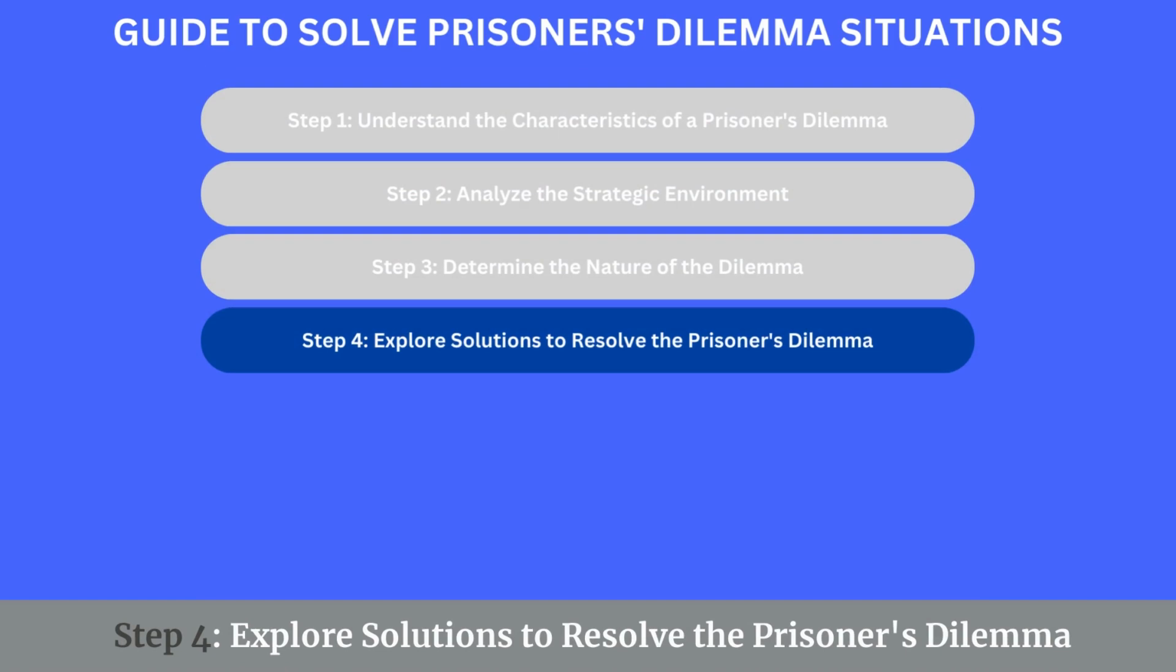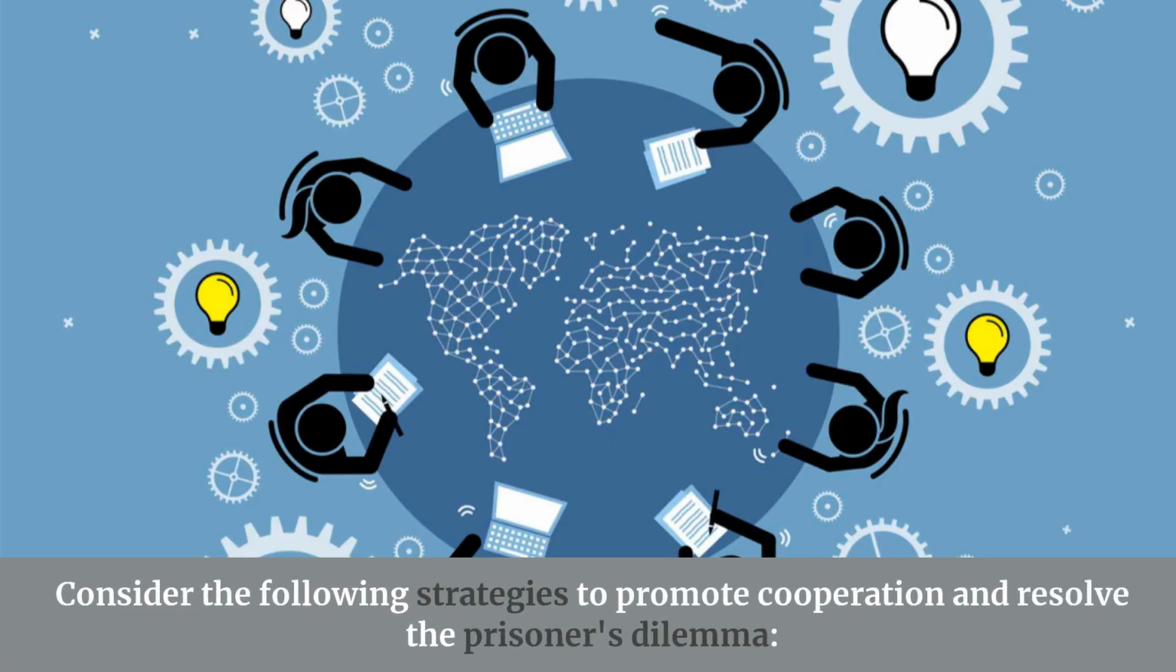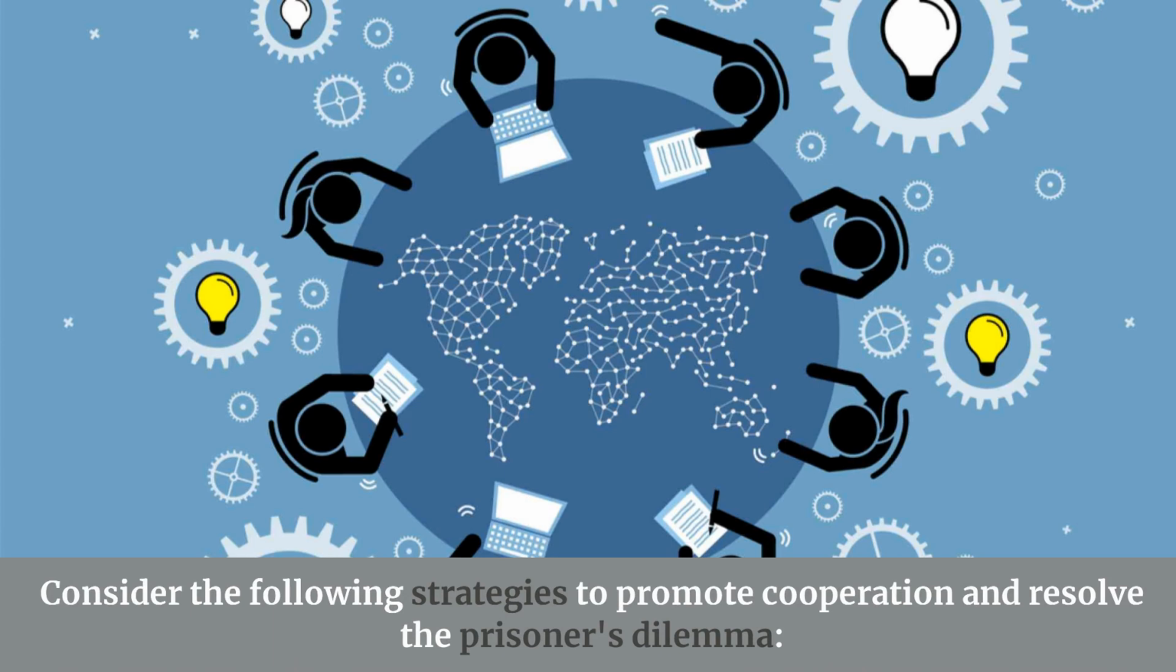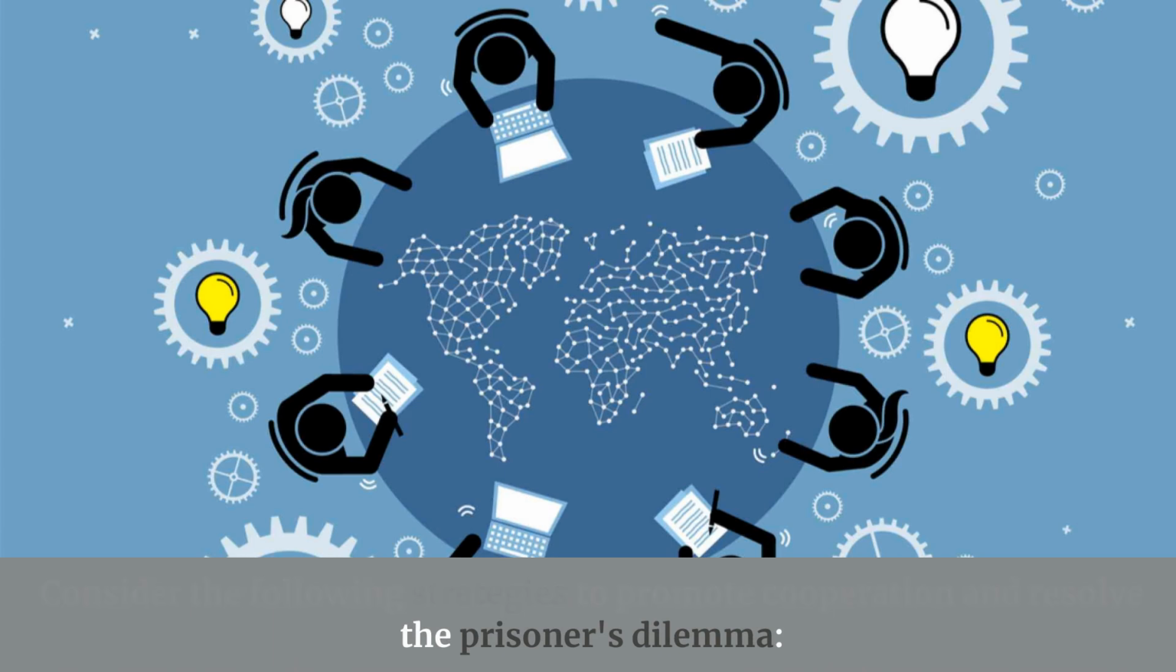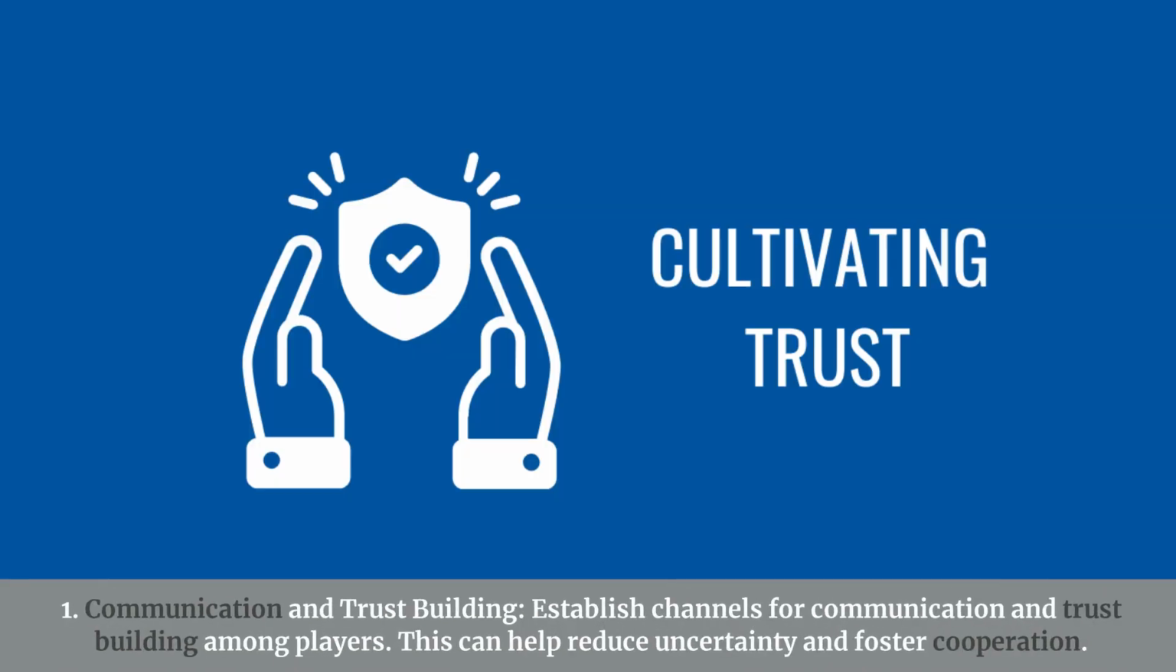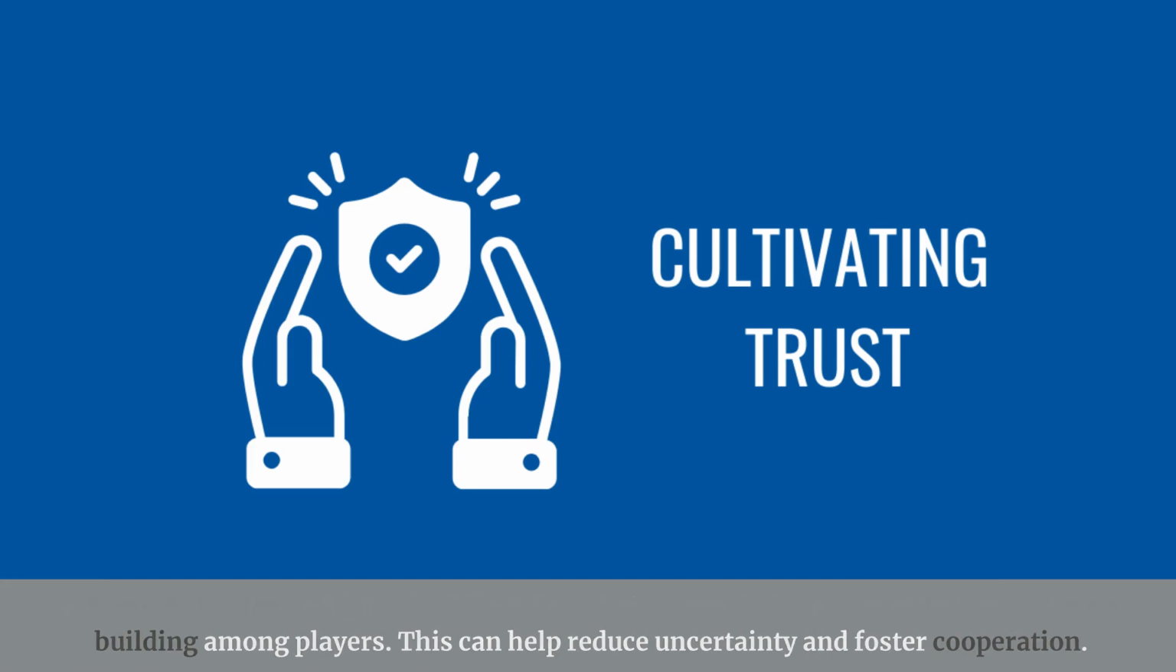Step 4. Explore solutions to resolve the prisoner's dilemma. Consider the following strategies to promote cooperation and resolve the prisoner's dilemma. 1. Communication and trust building. Establish channels for communication and trust building among players. This can help reduce uncertainty and foster cooperation.